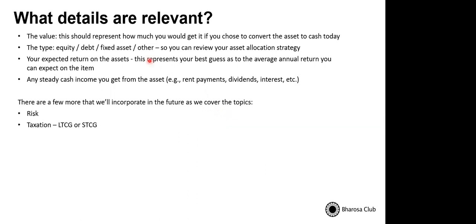Then we care about the type of the asset. We want to be able to look at how much of your assets are in equity, debt, or other types of assets as we think about risk in a portfolio. So you also want to note down what kind of asset it is. That's critical to understanding the asset allocation strategy.